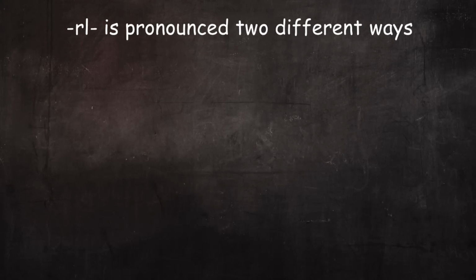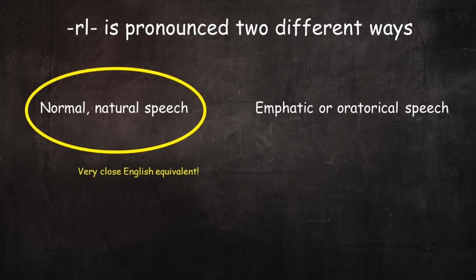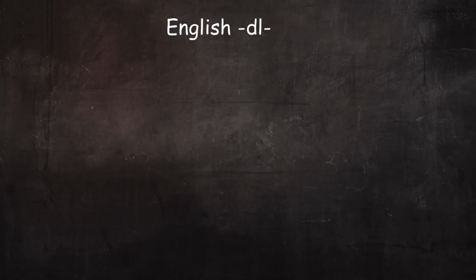The RL consonant cluster is actually pronounced two different ways depending on the style of speech you're using: normal natural speech, or emphatic or oratorical speech. Now fortunately the pronunciation that's used when speaking normally and naturally has a very close English equivalent, so this probably isn't going to be as hard as you may have thought. As it turns out, the Spanish RL combination is pronounced very much like the English DL combination.